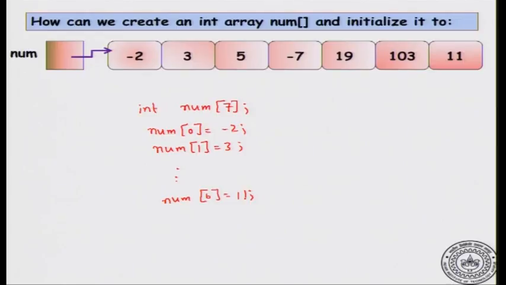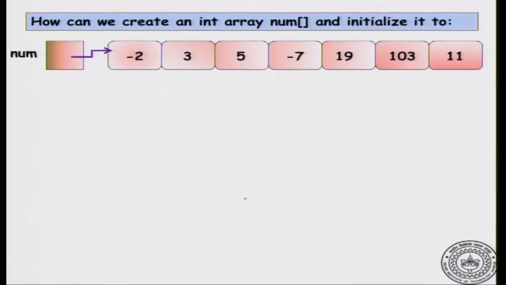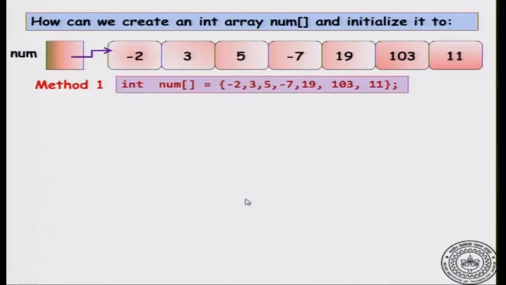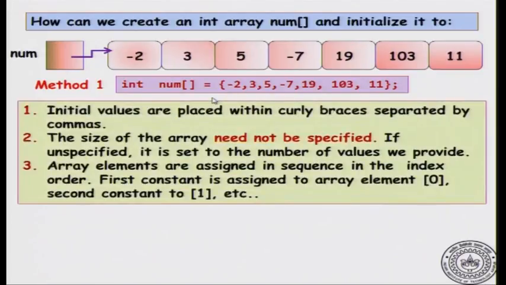But is there a more convenient way of doing it? Can I start off the array with these contents? C allows you two ways to do it. The first is I declare an int num[] and then specify the initial values, -2 and so on up to 11, within curly braces. This is one way that C allows you to do this. The initial values are placed within curly braces and separated by commas. The size of the array need not be specified.